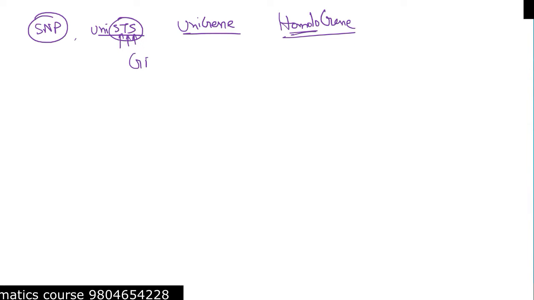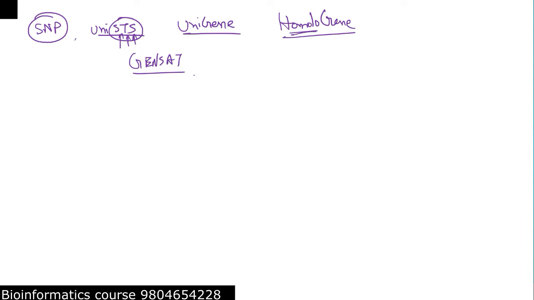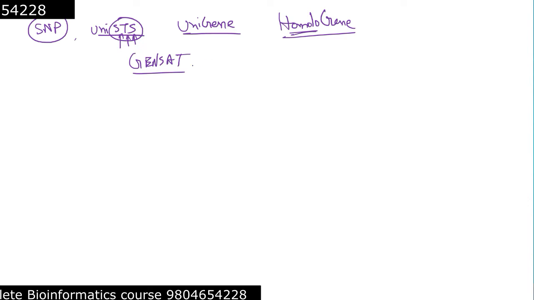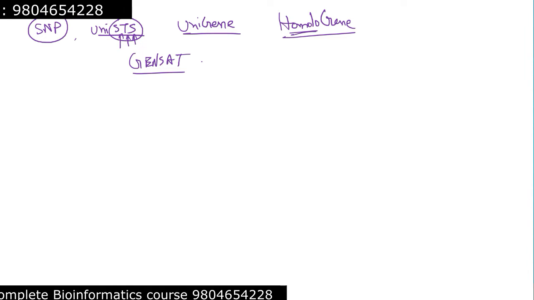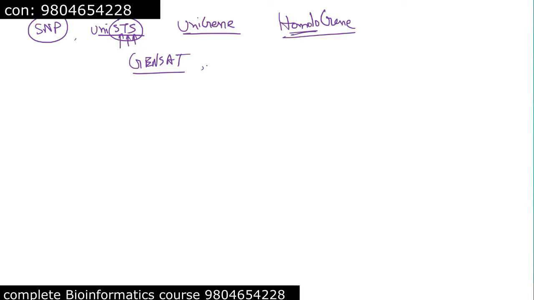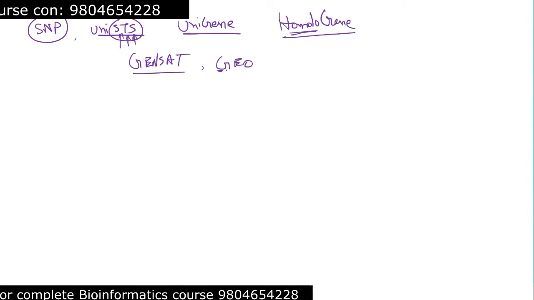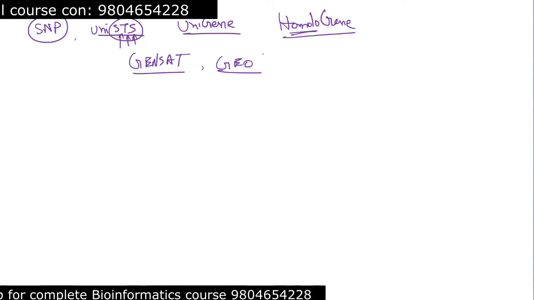Then we have GENSAT. What is GENSAT? Gene expression patterns in the mouse CNS, where we study gene expression patterns in the mouse central nervous system. Okay. We have the GEO database, for what? Gene expression data.